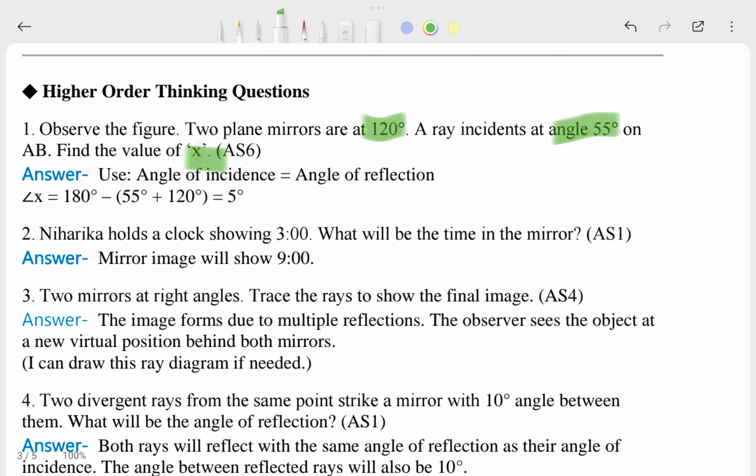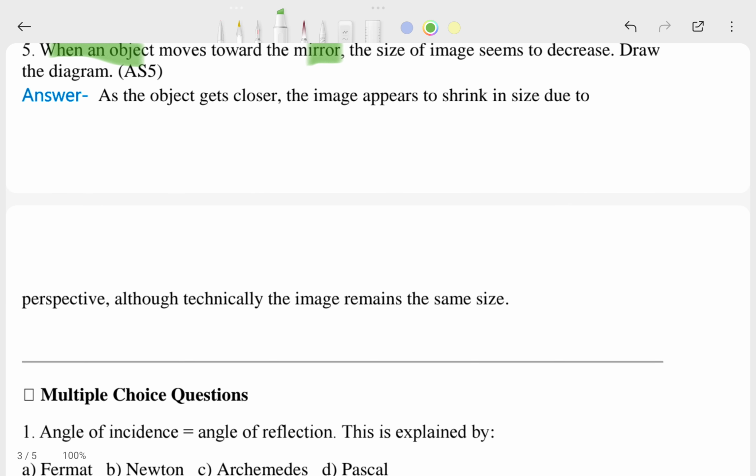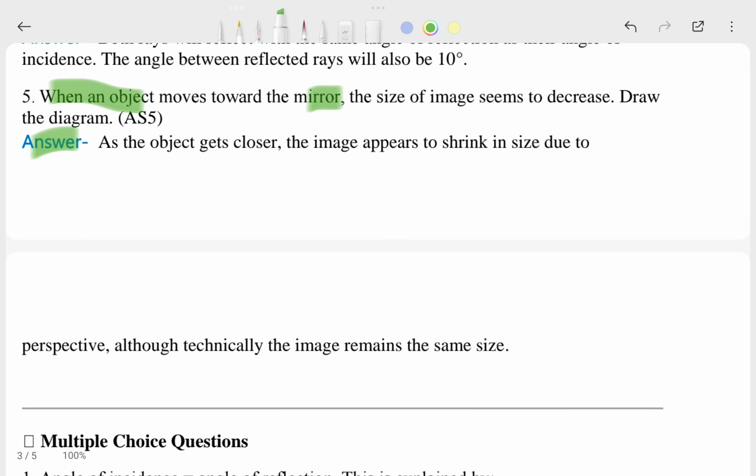If you know the basic mathematics, when we have two angles and we don't have x, we just add them and subtract from 180 to get the x value. This is a normal calculation which is already in your eighth class mathematics. The second question, and the third answer, is already there, so you can look at that. Is it clear? The fourth question is about two divergent rays from the same point, and the fifth one is about when an object moves towards the mirror. This is the answer of the fifth one.